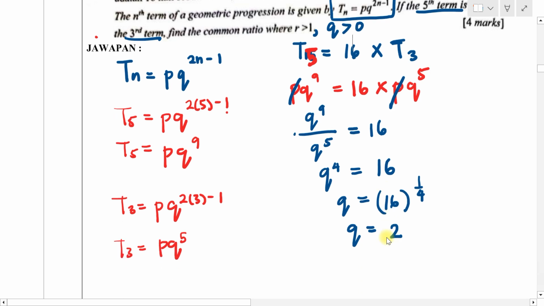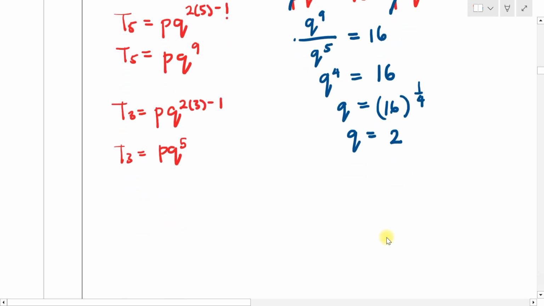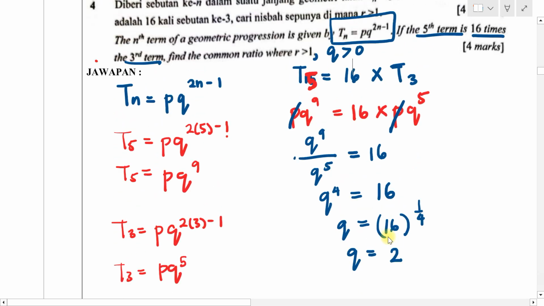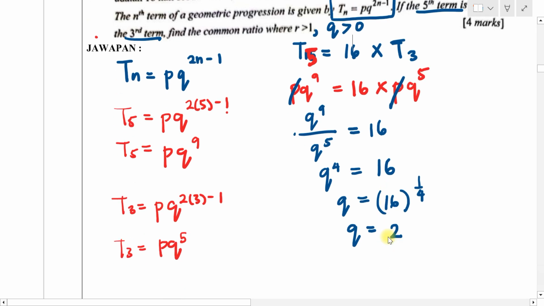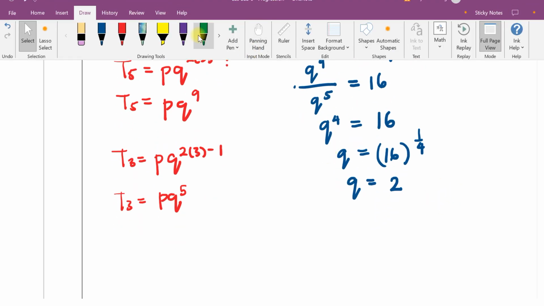We want to find the r. At least we found the q. How to find the r? Just find t2 and t1.